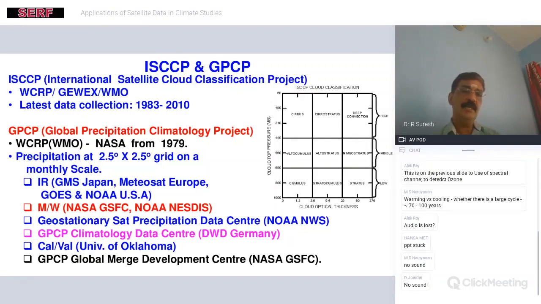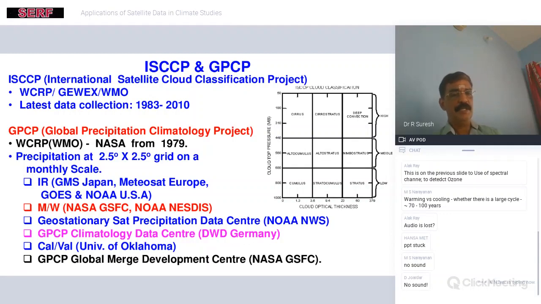Then the other one is the Global Precipitation Climatology Project. Here the precipitation project was started with coarse resolution, and it is still the same way: every 2.5 by 2.5 degree grid, that is approximately 250 kilometer by 250 kilometer. The precipitation on a monthly scale has to be plotted and displayed, and it is useful for analysis and understanding purposes.